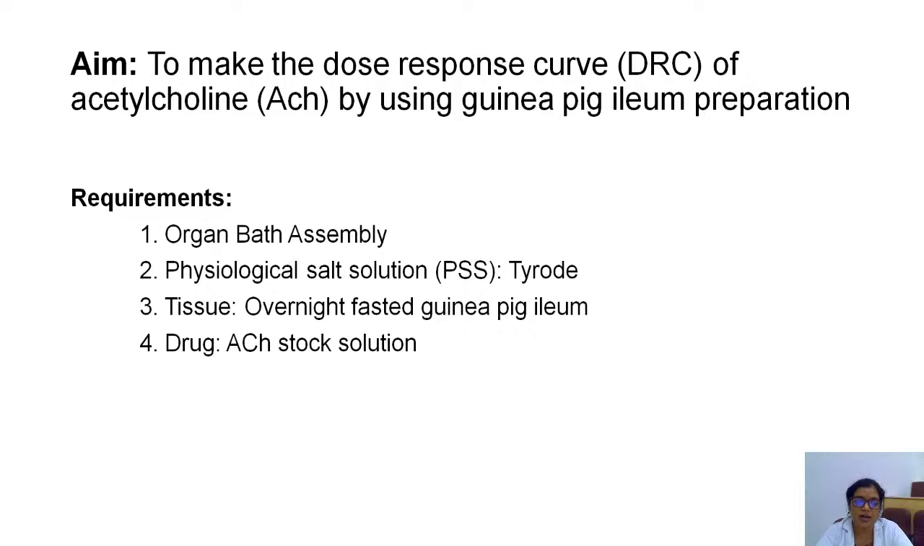First is an organ bath assembly. Next is physiological salt solution, which is Tyrode. Third is your tissue, here the guinea pig ileum, and the tissue should be fasted overnight. And then last is the drug; here we are doing acetylcholine, so you need an acetylcholine stock solution. Now we'll discuss all this one by one. Basically we are going to discuss the exact method. You don't have to do the experiment, but you are expected to interpret the result of the experiment.